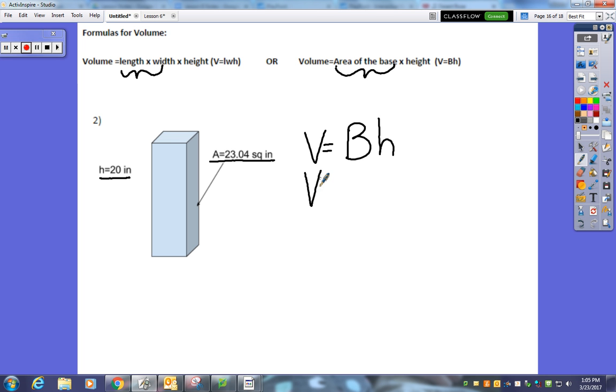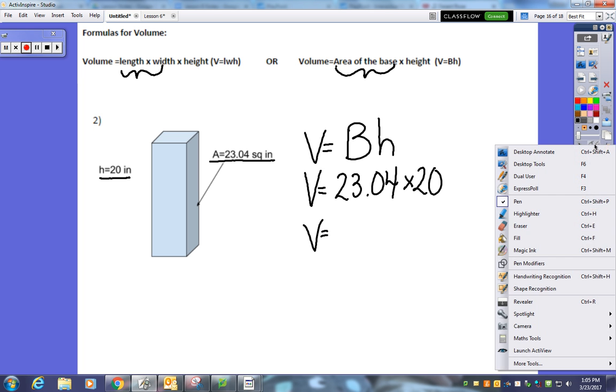So now I'm just going to replace the letters with numbers I know. So I know the area of the base is 23.04 and my height is 20. So to get my volume, I'm just going to multiply those two together. I'm going to go ahead and take out my calculator.